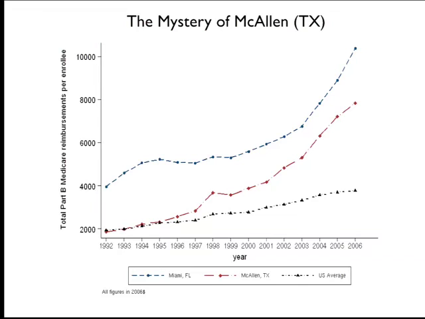Now, if you fast forward about 15 years to 2006, that relationship still holds. In fact, if anything, it's grown a little bit. The national average in 2006 is just a little bit under $4,000. Miami is now breaking $10,000 at that point. So the ratio has grown from 2 to about 2.5 or so.